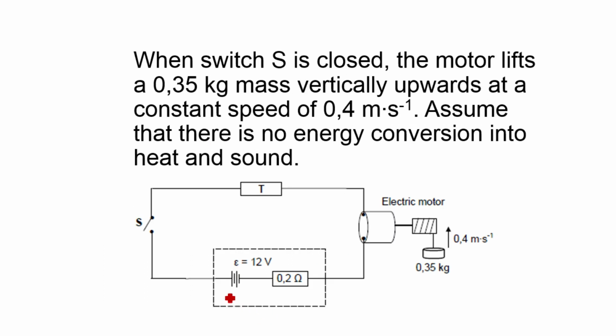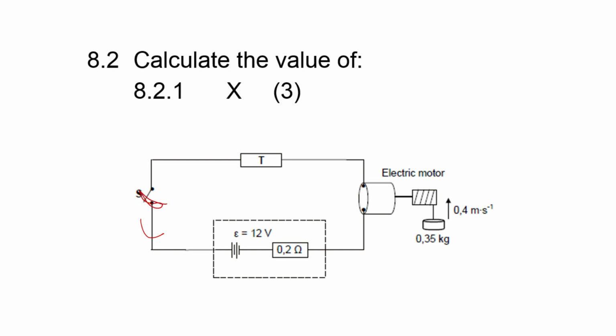When the switch S is closed over there, find out the value of X. The value of X is going to be the power output of the motor. Okay, the power of the motor. All right. Now, let's go on to the next slide.